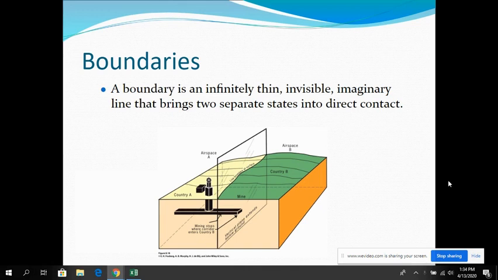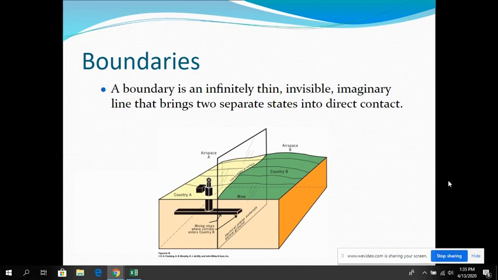So we're going to talk about different types of boundaries today, and we're going to put them into different categories. And then over the next couple days, starting on Thursday, we're going to be taking a look at different regions in the world that have boundary disputes, where there is conflict over who owns what land, or there's conflict over the boundaries. So just to get us all started with a definition of what a boundary is: a boundary is an infinitely thin, invisible, imaginary line that brings two separate states into direct conflict.